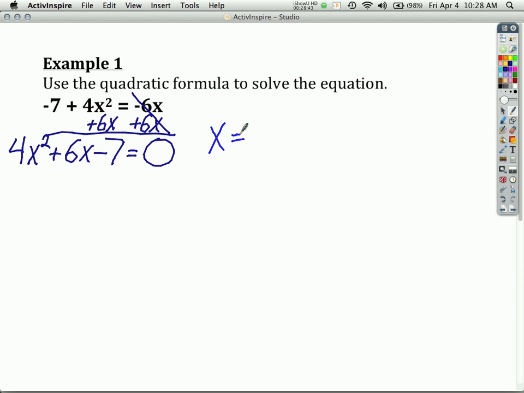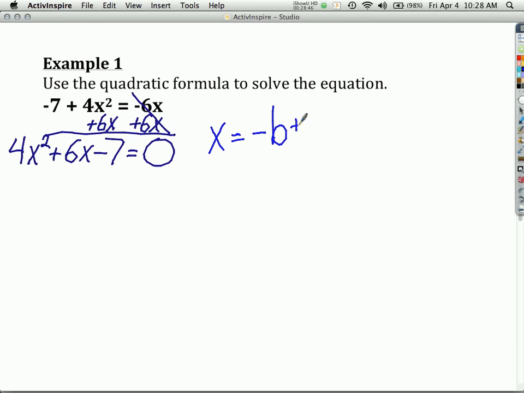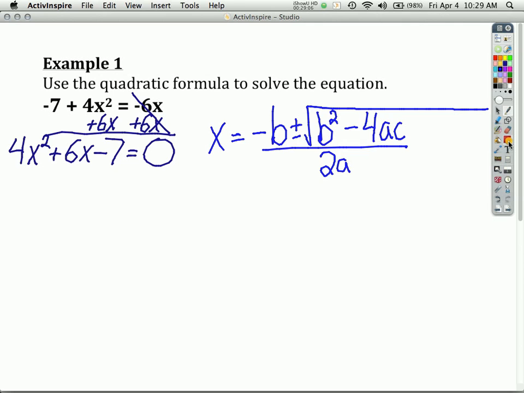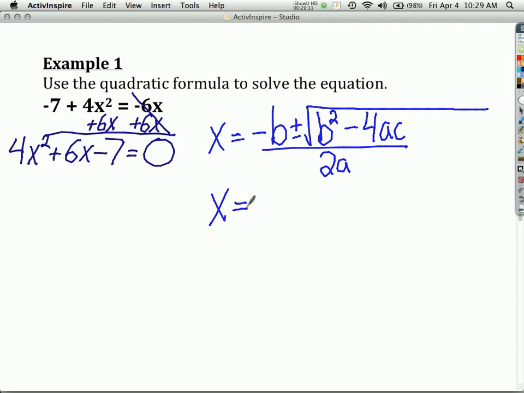X equals the opposite of b, or negative b, plus or minus the square root. You can make a really long square root symbol. B squared minus 4ac all over 2a. Any questions so far? Good. X equals, well, b is 6, but we put the opposite of 6. Negative 6 plus or minus the square root of b squared.